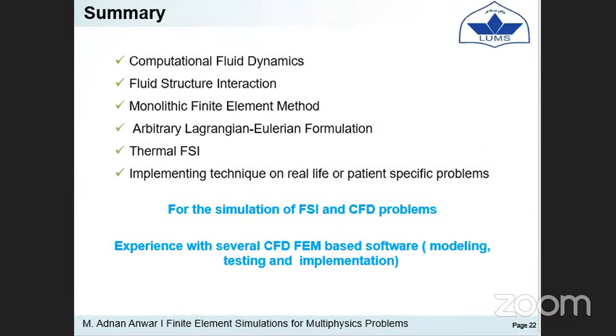And that's all. This is a summary of what we have done. We have done some CFD problems and then some FSI problems. Thank you.